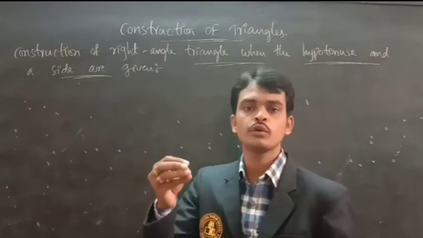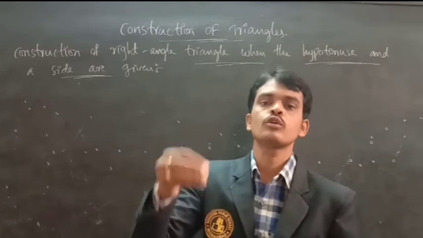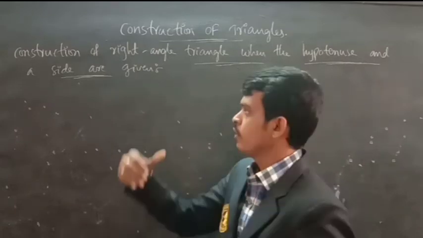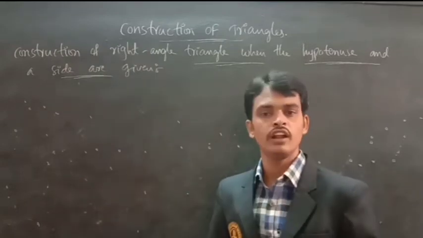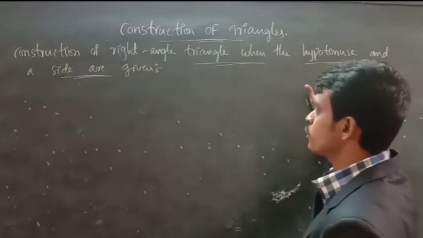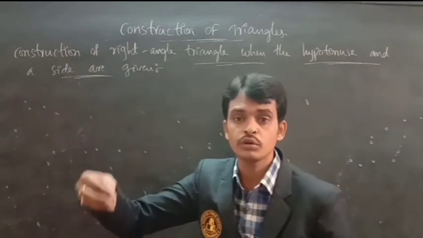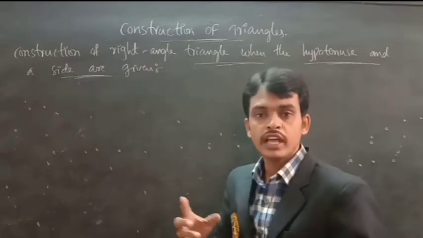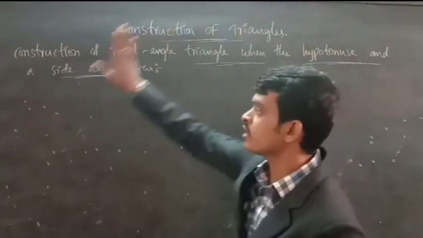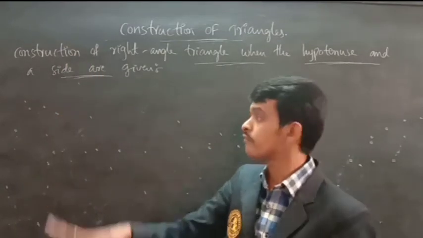Triangle if they are given two angles and the side between them, nothing but the included side. Today we are going to learn construction of a right angle triangle if they are given the hypotenuse and a side. Today we are going to construct a right angle triangle with the help of the hypotenuse and the other side. The other side is nothing but the adjacent side of the hypotenuse.